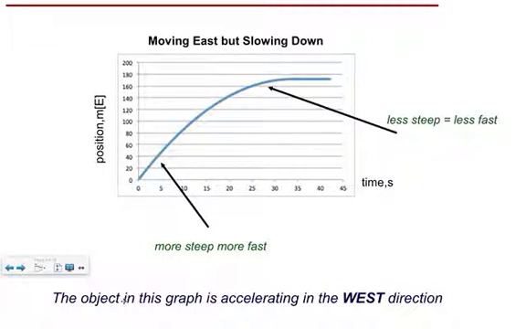Here's an interesting thing. He is accelerating, but he's not accelerating in the east direction, because if he were accelerating in the east direction, he'd be speeding up. Instead, he's slowing down, so, and we'll talk about acceleration more in the next note, but really he's accelerating in the west direction, which is kind of a weird idea. But the main thing is that you understand the graph.